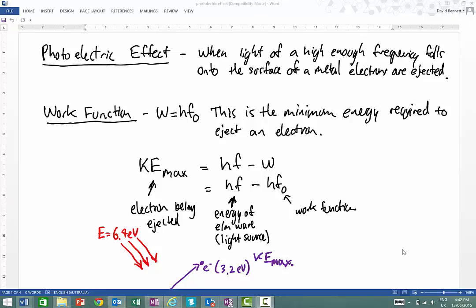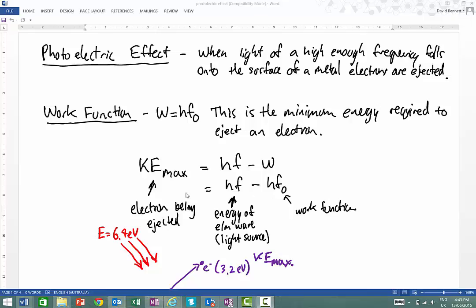That's actually called W equals h times f0. Now f0 is called the threshold frequency, and we'll show you what that looks like as well. So this is the minimum energy required to eject an electron from the surface.